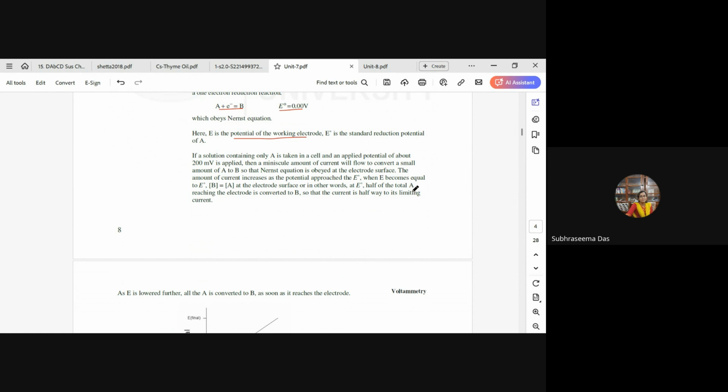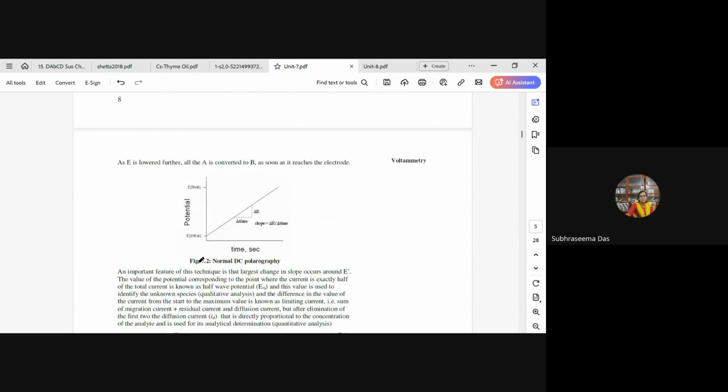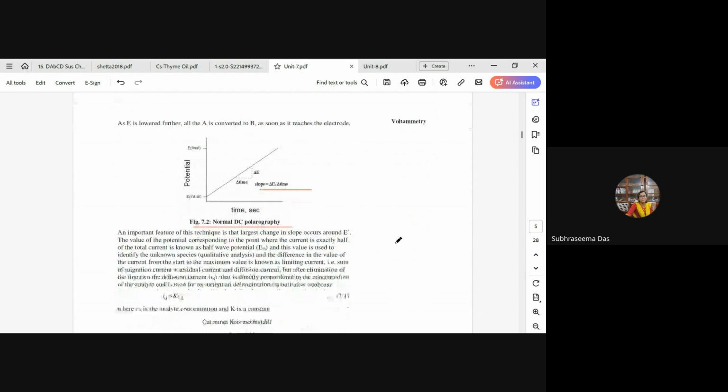So at this point here, half of the total A reaching the electrode is converted to B, so that the current is halfway to its limiting current. So here we see, when we plot this graph, as shown in figure 7.2, this is the potential versus time plot, and from the slope of this graph we get delta E by delta t. The t is the time.